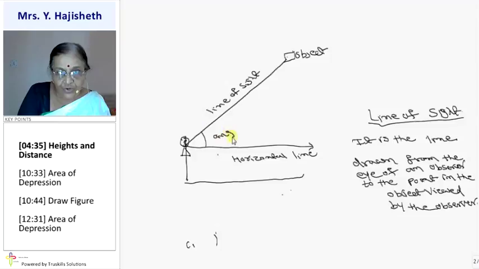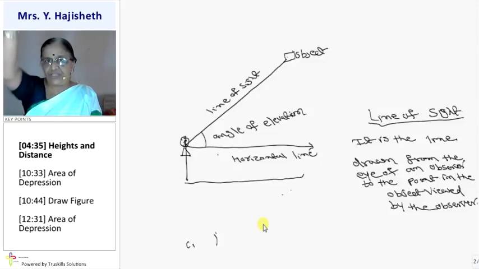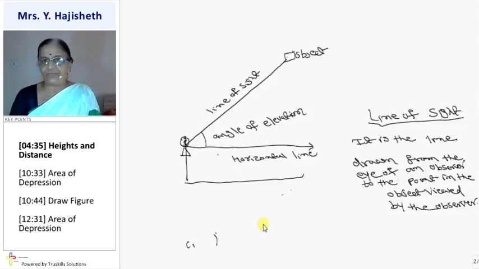is called angle of elevation. When a person wants to observe an object which is upside, he has to lift up his eyes from the horizontal line. He should move up, right? Suppose I want to see some object which is upside, that cupboard. Then I have to keep my eye like this. Clear? So I have to make some angle with my horizontal line with a line of sight.